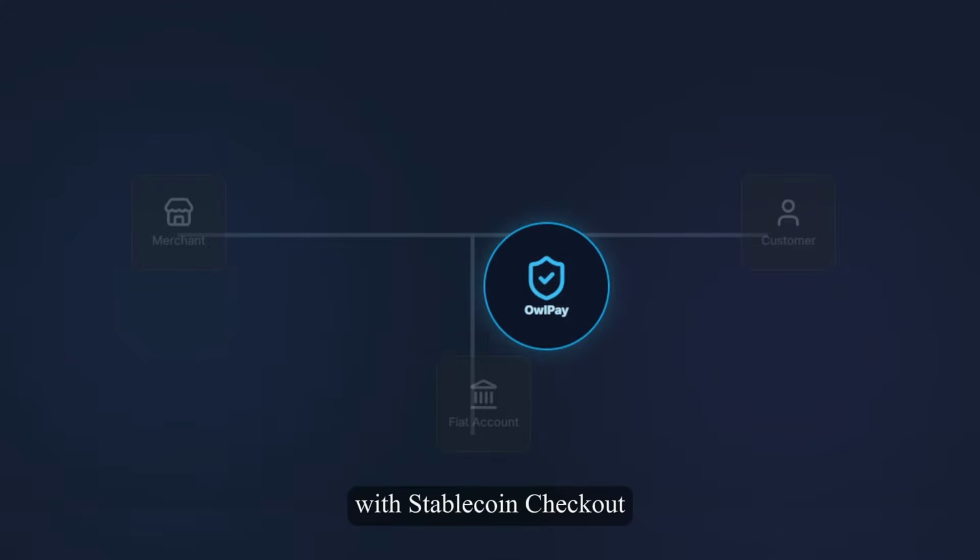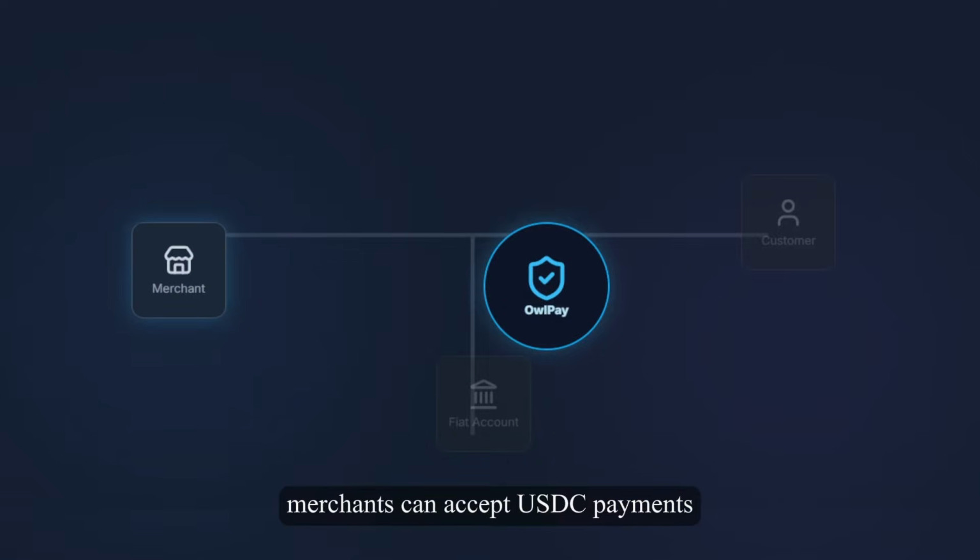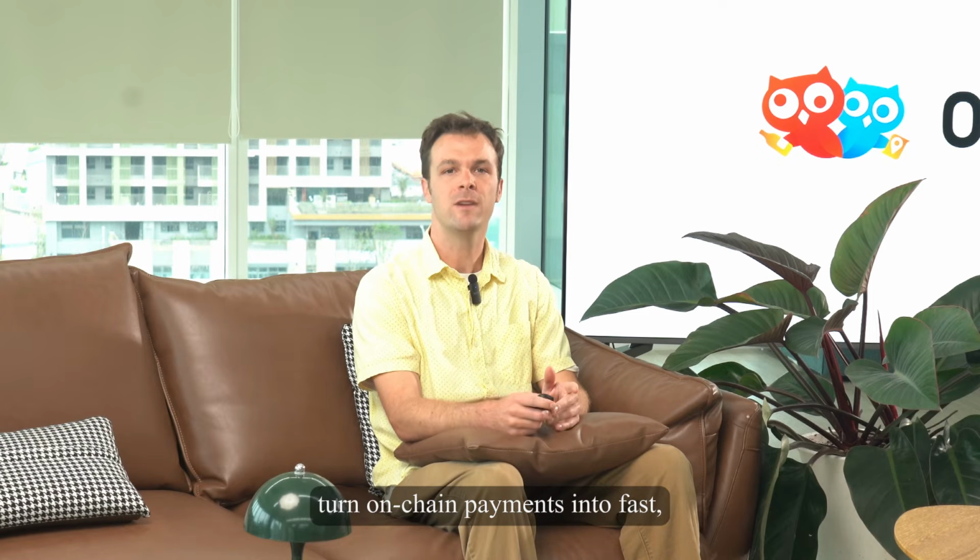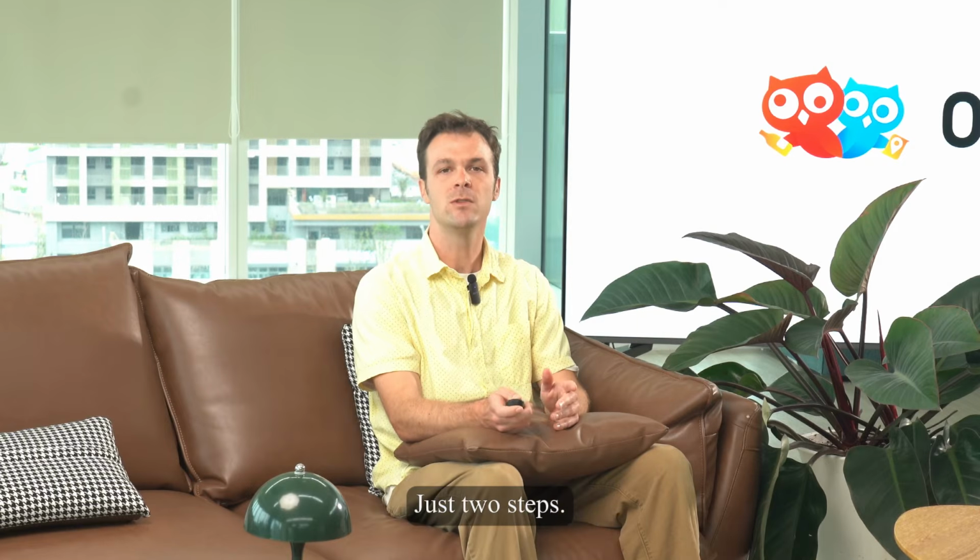With Stablecoin Checkout, merchants can accept USDC payments through a standardized checkout flow. This flow is available through our web UI or by integrating our Stablecoin Checkout API. Either way, OwlPay handles everything needed to turn on-chain payments into fast, real-world payouts. The flow is simple, just 2 steps, and transaction status can be monitored every step of the way.